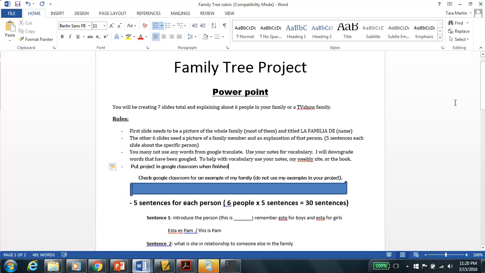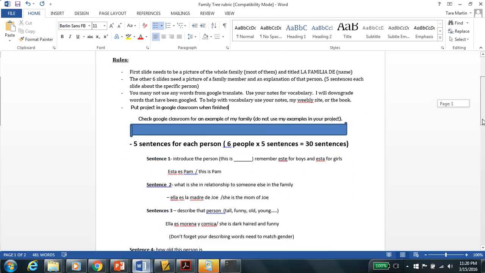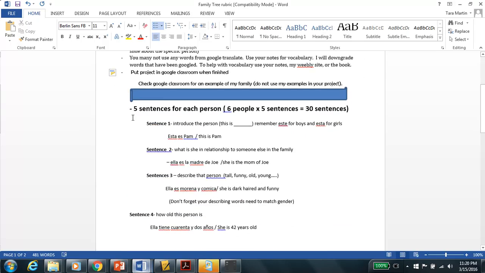Okay, so when you are describing some of the people, you're going to have 5 sentences for each person. Okay, which means that 6 people times 5 sentences, you got it, it's 30 sentences total. Your sentence 1 is going to be introducing the person. If you're introducing a boy, so you're saying this is Joe, you're going to use este.